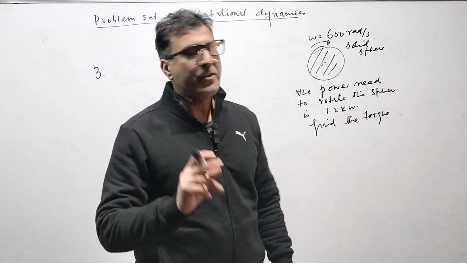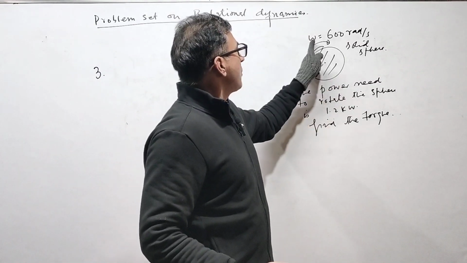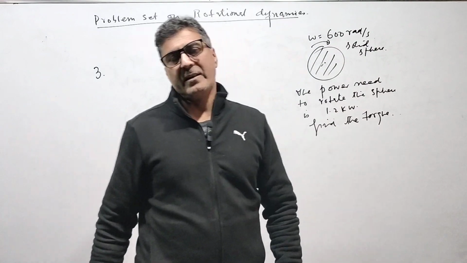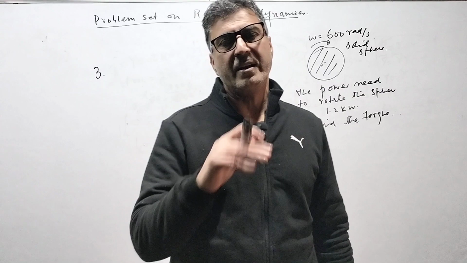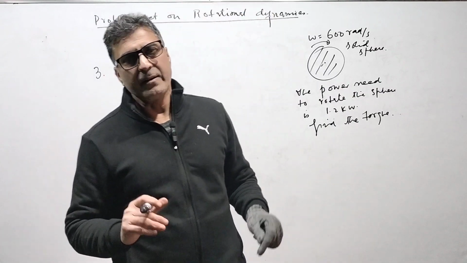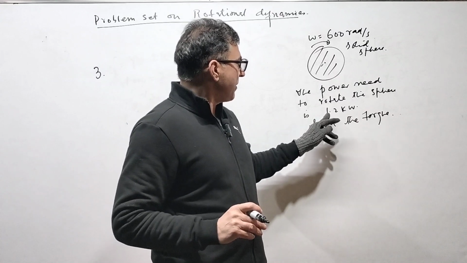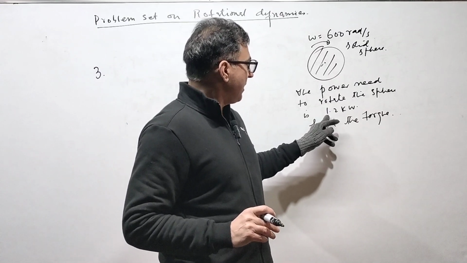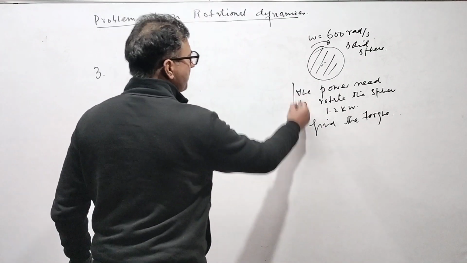The question is, you power it by 1.2 kilowatt. How much torque is needed to supply this much power to keep it rotating with omega equal to 600 radians per second? That's our question. How much torque do you have to apply to this sphere to keep it rotating with 600 radians per second? And that torque will supply a power of 1.2 kilowatt.